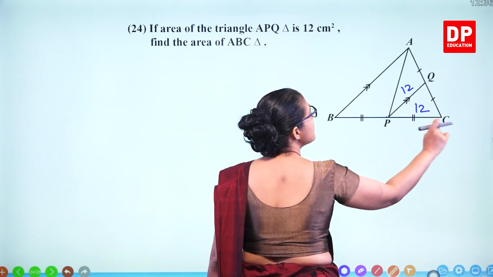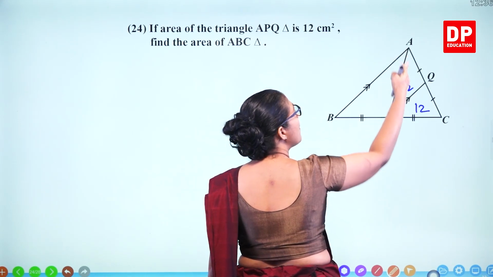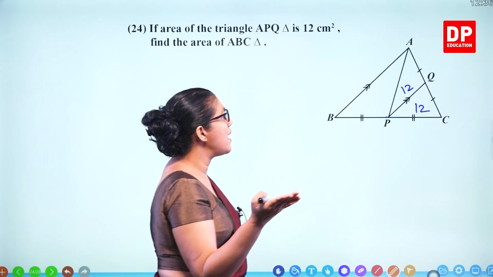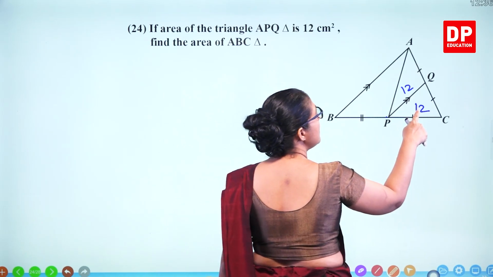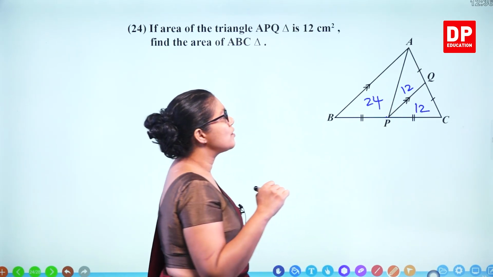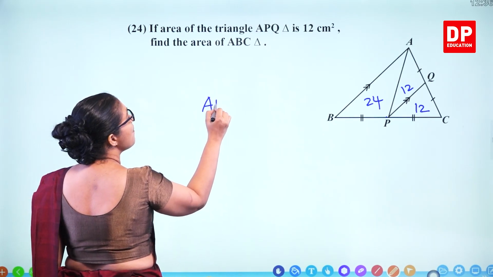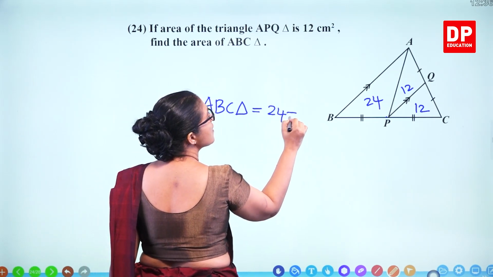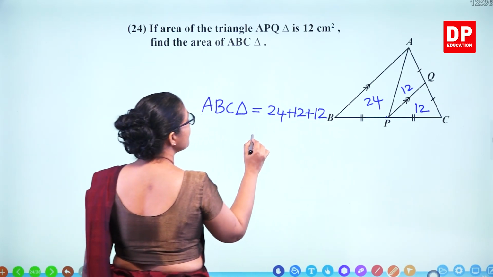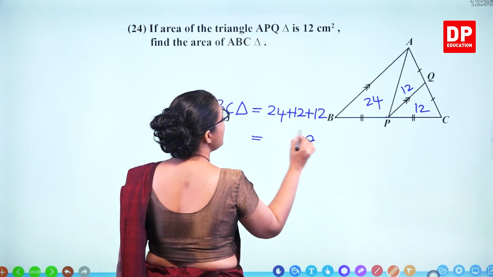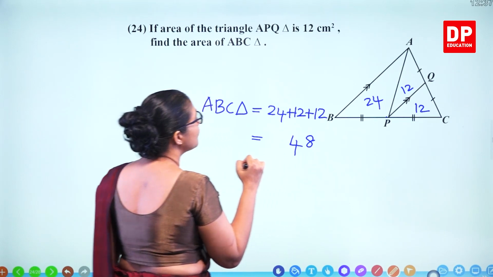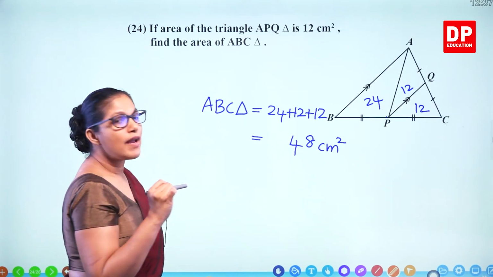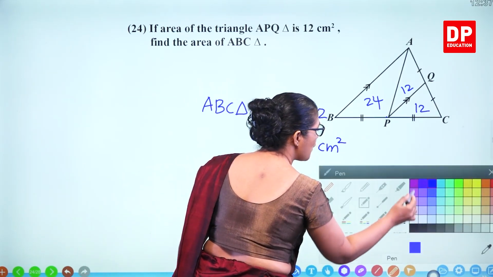And now think about this part and this part. Now this part, this length and this length is equal. So the perpendicular height is the same. So area of this APC part is same as ABP. So 12 and 12, that's 24. So this area is 24. So what's the area of ABC triangle? ABC triangle is 24 plus 12 plus 12. So you get 48 square centimeters is the area of ABC triangle. So you get 2 marks for that.